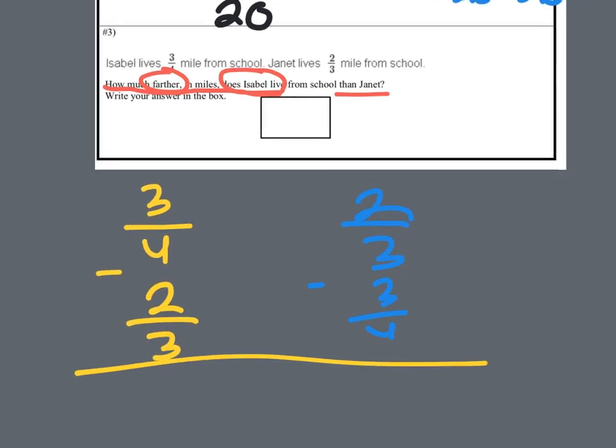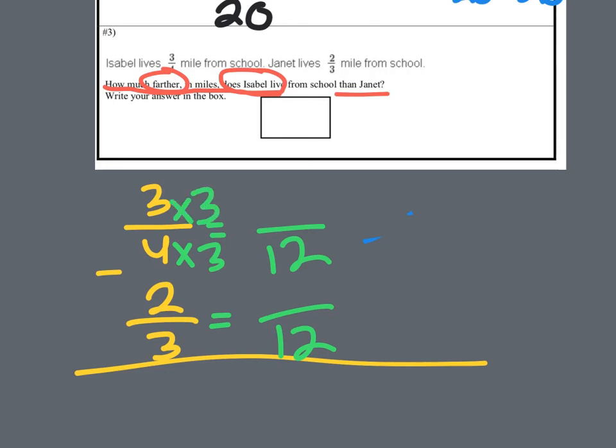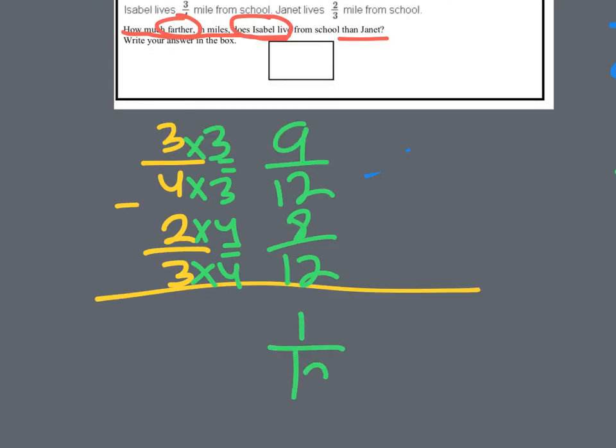So now, let's go and erase this, and let's solve our math problem. We need something called a common denominator when we add or when we subtract fractions. This one's going to be 12 and 12. So we do 4 times 3, and then 3 times 3, which is 9 twelfths. This one's 3 times 4, and 2 times 4, which is 8 twelfths. And 9 twelfths minus 8 twelfths is 1 twelfth. So we know that Isabel lives 1/12 of a mile farther from school than Janet.